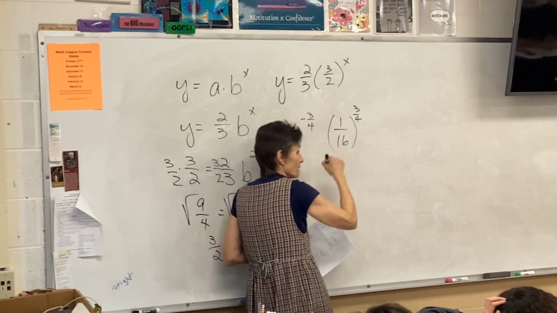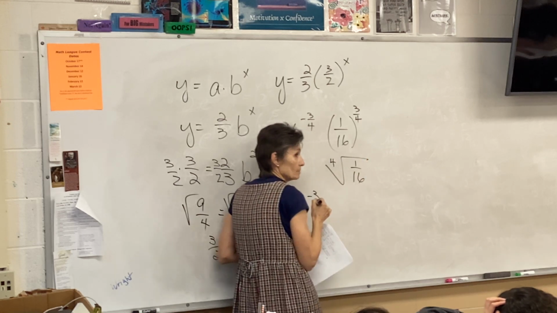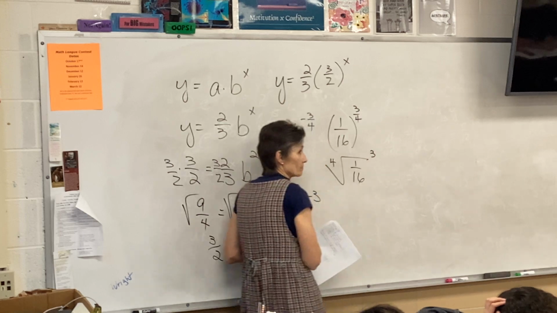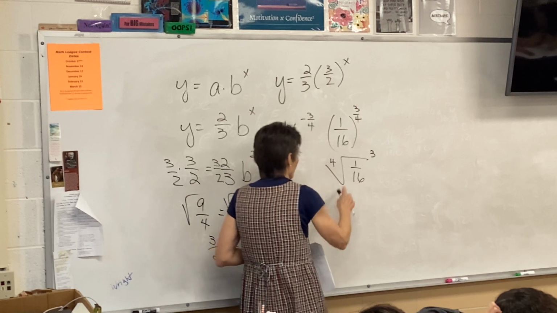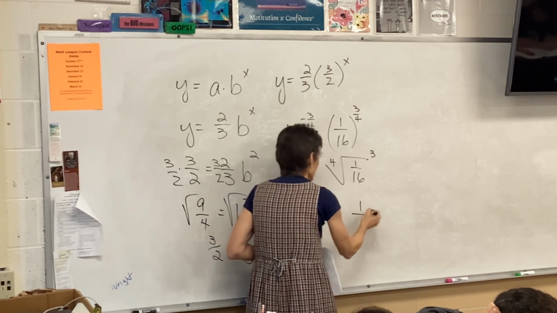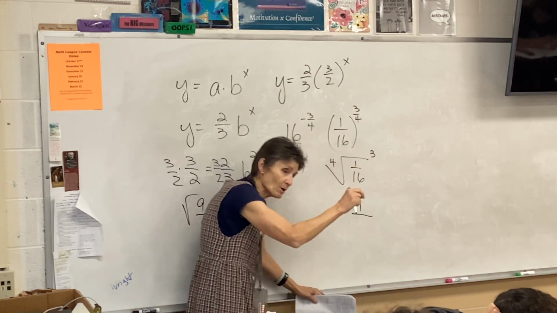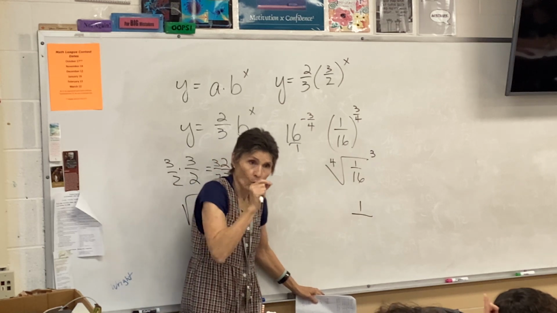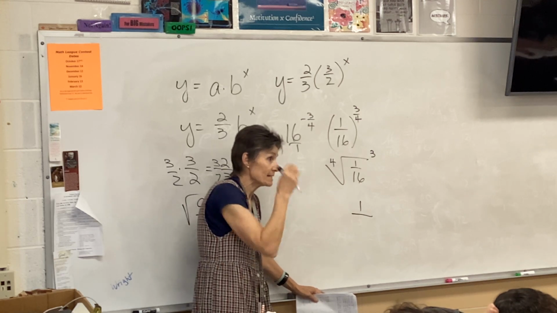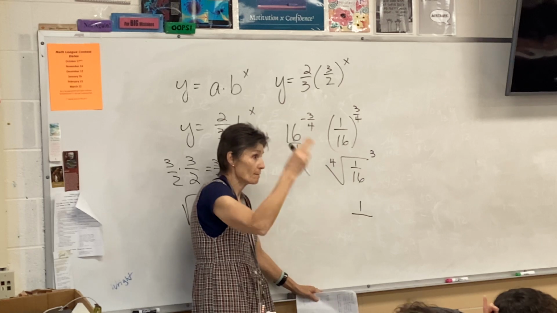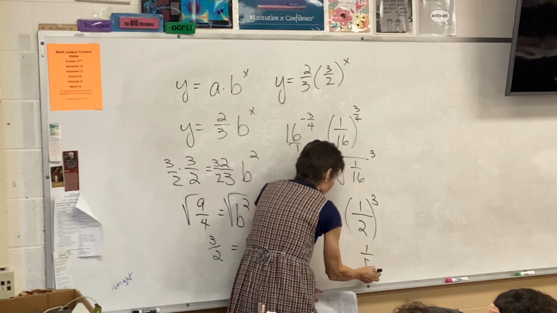And what does the 3/4 mean? It means a 4th root cubed. What's the 4th root of 1? 1. What's the 4th root of 16? 2. The square root of 16 is 4. I'm going to keep working that wrong. The 4th root of 16 is 2. 2 times 2 times 2 times 2. But then you have to cube it, so the answer is 1/8.